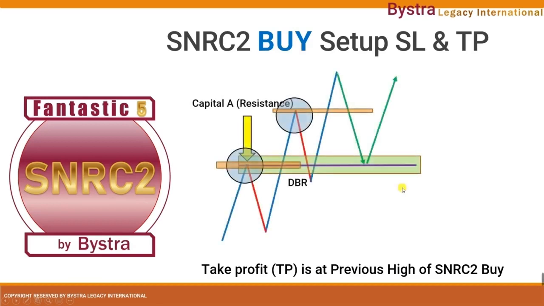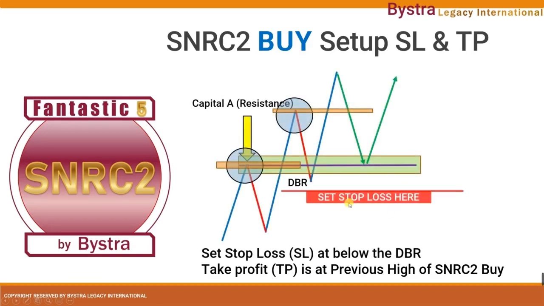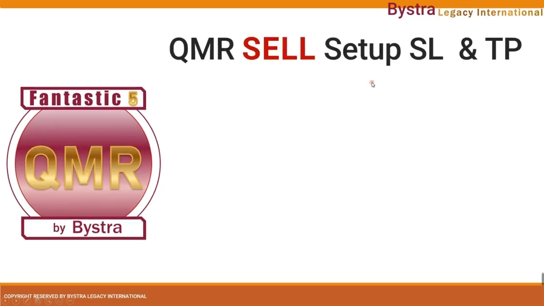For the buy setup, our SL would be set below the drop base rally. So you can set 5 pips below this area. And our take profit would be the previous high of the SNRC2 setup, which is here, the previous resistance.